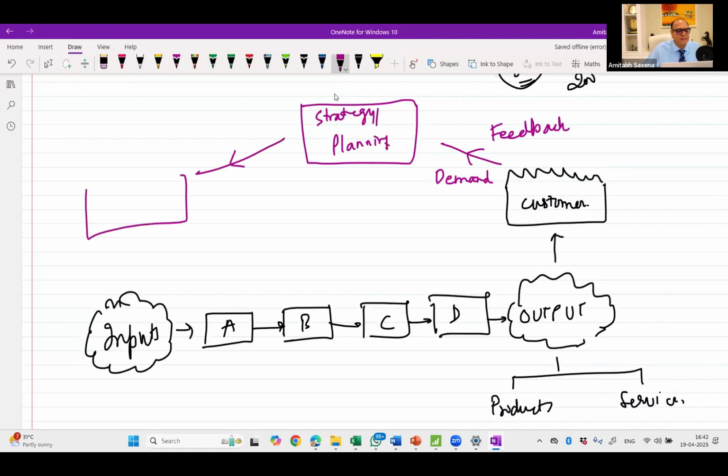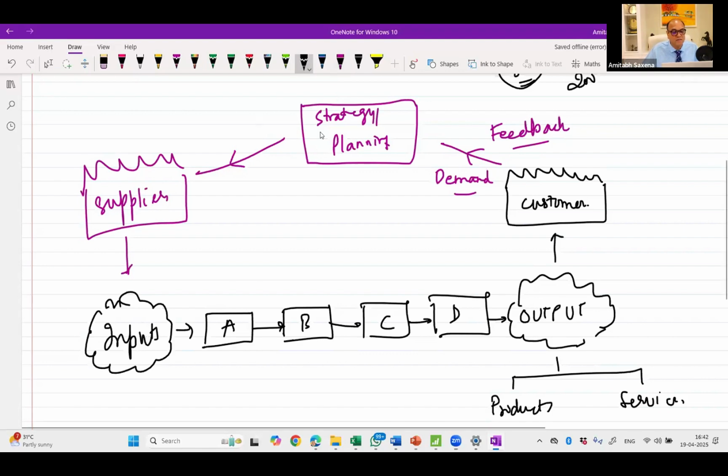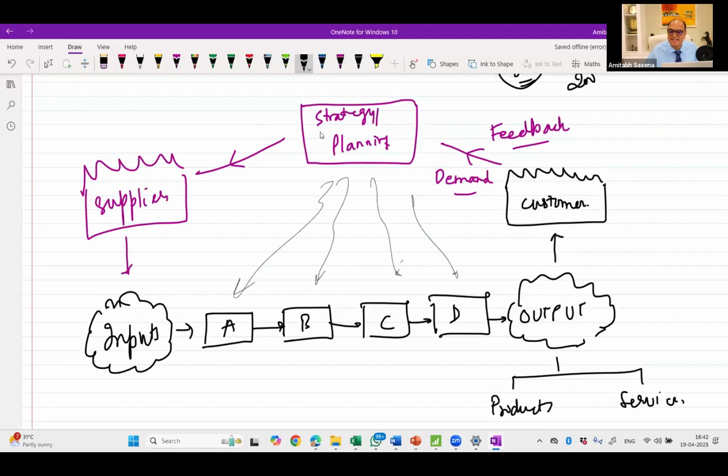And they will advise the suppliers to give the related inputs because they have predicted the demand. Also, based on the feedback, they would inform the departments A, B, C, D to change the standard operating procedures and also the parameters of the process. Sometimes the clinical pathways, and to change the way of treatments. This is how every system operates in the world. This is how every organization in the world operates.